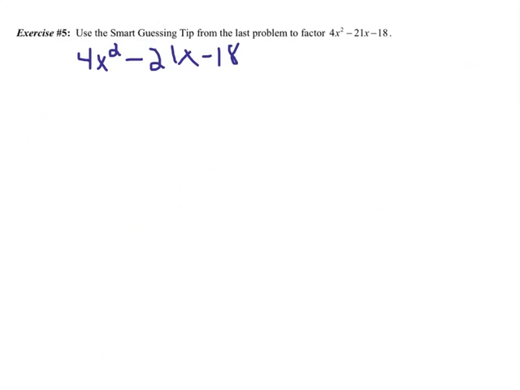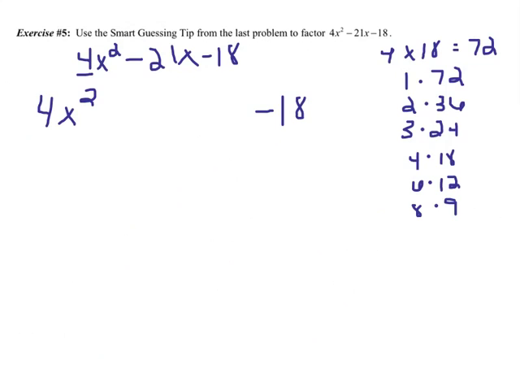So I'm just going to start with my AC method since a is greater than 1. So I start with my 4x squared up here, my minus 18 way back here, and then I know 4 times 18 is 72, so I need my factors of 72. Alright, so those are my factors of 72, and now I need a difference of 21. So I need to look and see which of these gives me a difference of 21. And I can see that 24 minus 3 gives me 21. So those are my terms.